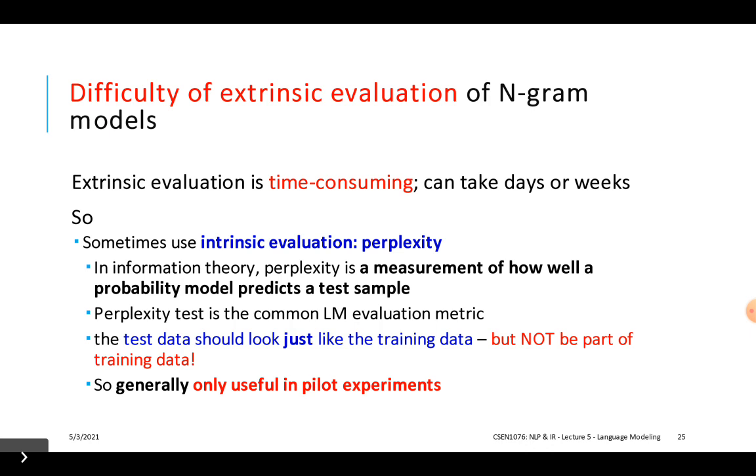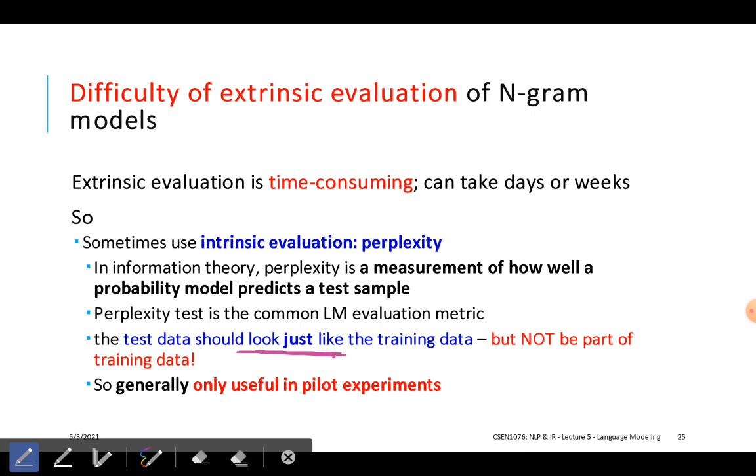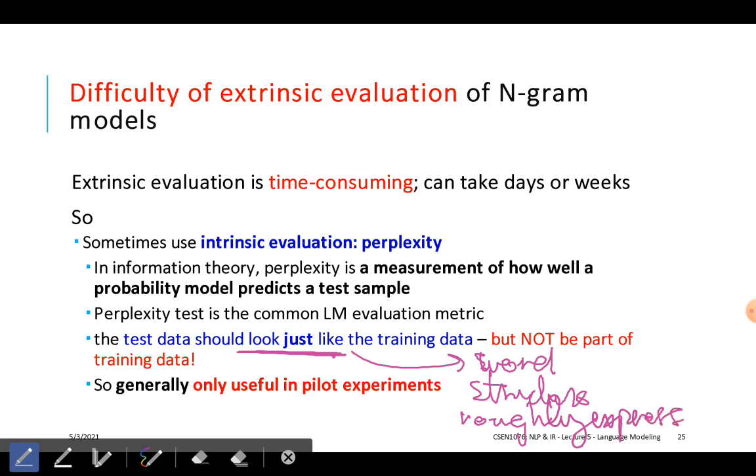So usually in language models, we use perplexity as a measure in order to evaluate how good a language model is. Again, we have to have a testing set and a training set, but the testing set has to not be part of the training set. They have to be mutually exclusive. However, they have to look almost the same. What does that mean? It means same words, same structure, probably roughly same expressions.